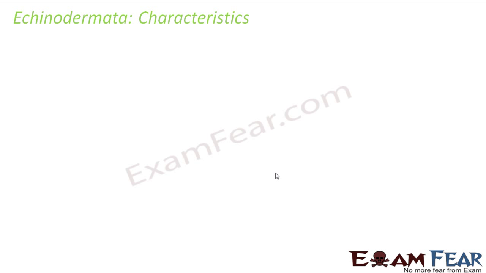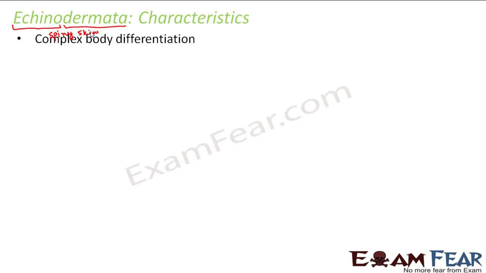So now let us go ahead to the next class, that is Echinodermata. Let us see what other advancement happens in Echinodermata. First thing, let us look at its name. What is the meaning of echino and what is the meaning of dermata? Echino means spiny and dermata means skin. So organisms with spiny skin will fall under Echinodermata.